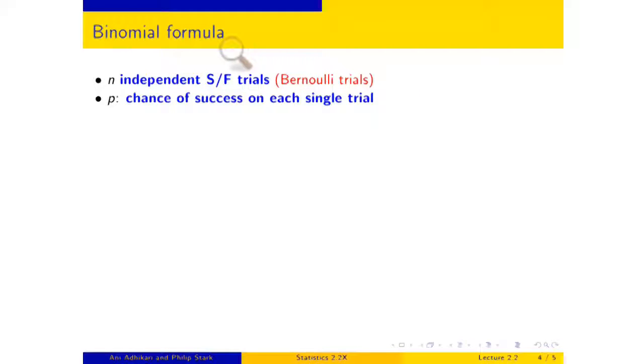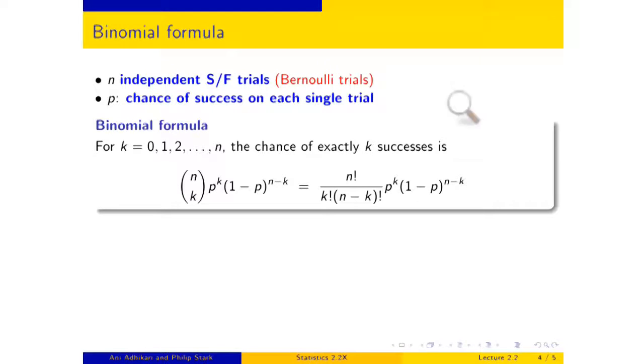So what does the formula give you? The formula gives you the chance of exactly k successes in these n trials. Now, if you have n trials, how many successes can you possibly have? The smallest number of successes is 0, and the largest is n. So you are looking at the chance of getting exactly k successes for k in the range 0, 1, 2, 3, 4 up to n.